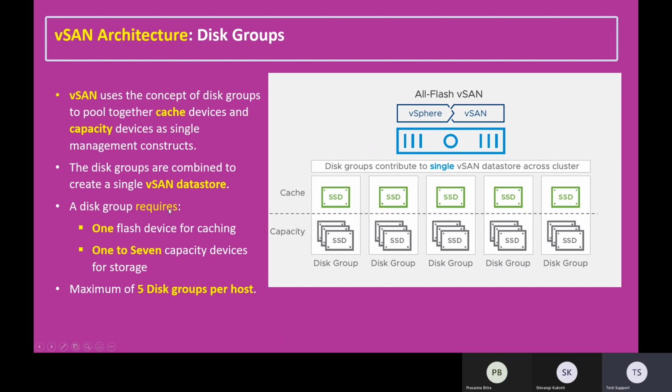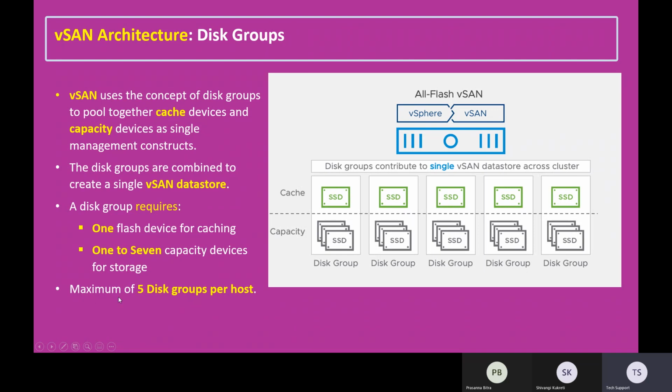Okay, and the same point we mentioned here. A disk group requires one flash device for caching. For cache level, we require one SSD and 1 to 7 capacity devices for storage. See, capacity devices are not limited to 1, minimum is 1. We can add a maximum of 7 based on our VMware configuration guide. So we need a minimum of 1 capacity device. We can create one disk group with one, or you can create with 2, 3, until 7 capacity devices to make the storage disk group.